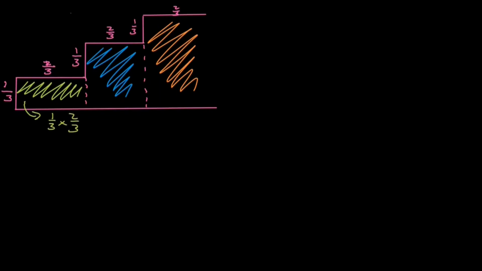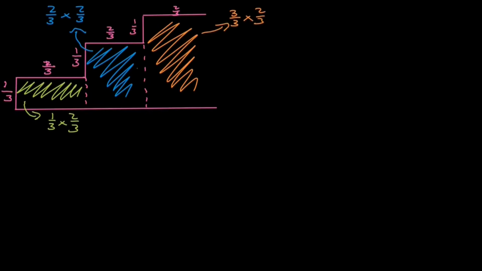The length of this one is going to be 2 over 3 because you're taking 2 steps up, and then the width is going to be 2 over 3 as well. So our length times breadth is going to be 2 over 3 times 2 over 3. And lastly, for this orange section, you're going to have 3 over 3 times 2 over 3.